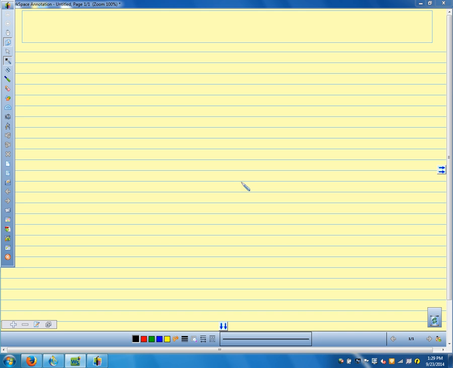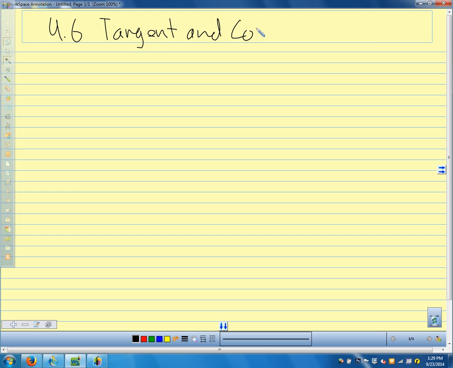So 4.6 is where we are now. So, tangent and cotangent graphs.